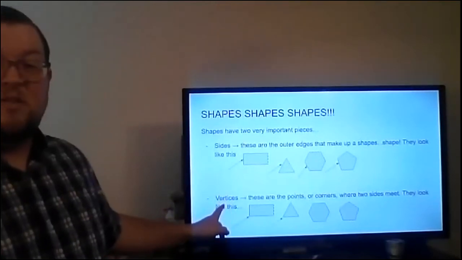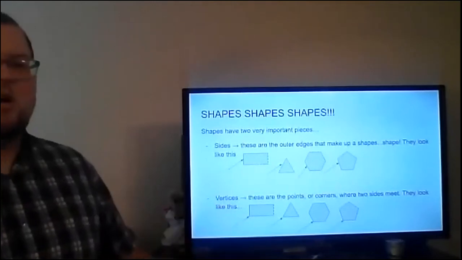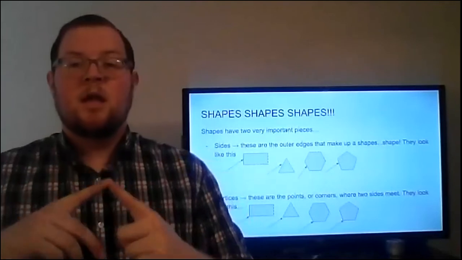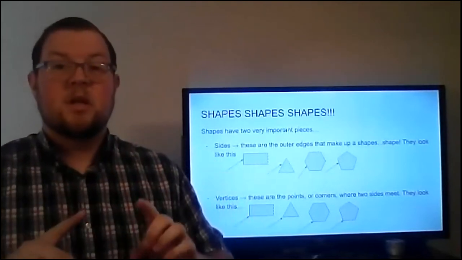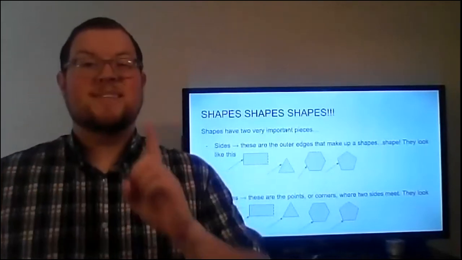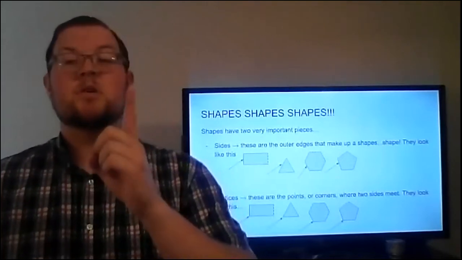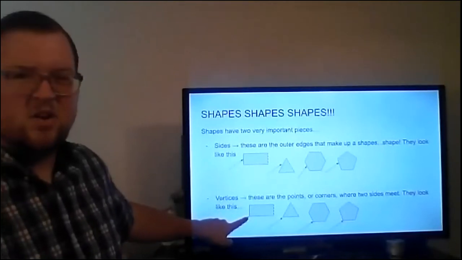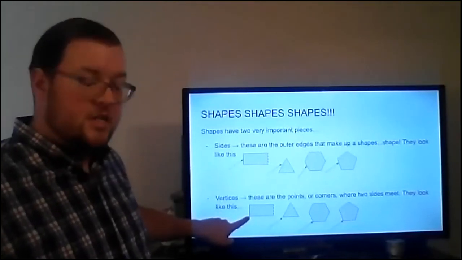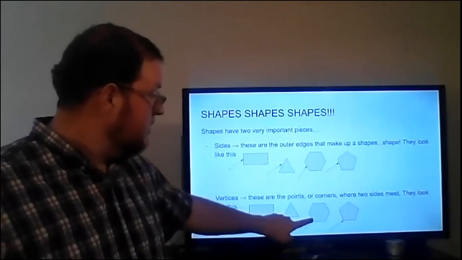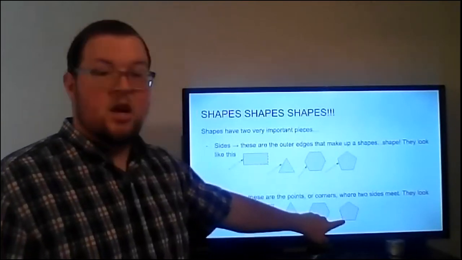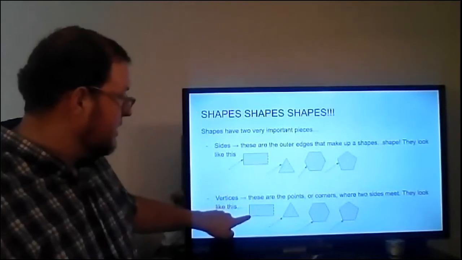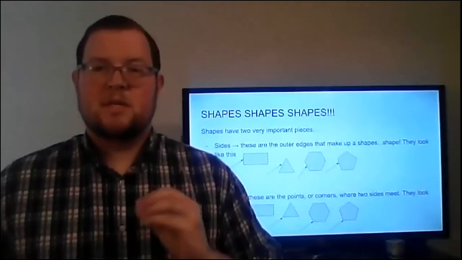Now we also have this thing called vertices. Vertices are where 2 sides come together and they make a point or a corner. These points are on any shape except for a circle, because a circle does not have any sides. If you look at my arrows here, again, they're kind of hard to see, but our vertices are here, here, here, here. And if you look, it's where 2 sides come together. Every shape has vertices.